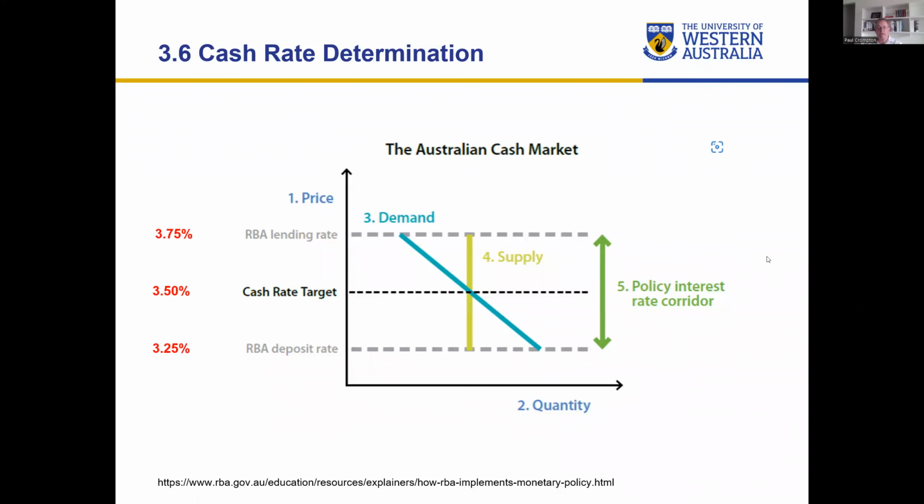So now we're looking at cash rate determination, video 3.6. I've got a diagram here that I've taken from the explainer titled How the RBA Implements Monetary Policy.